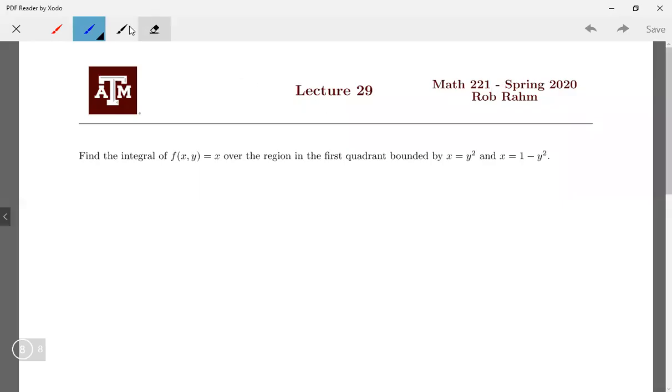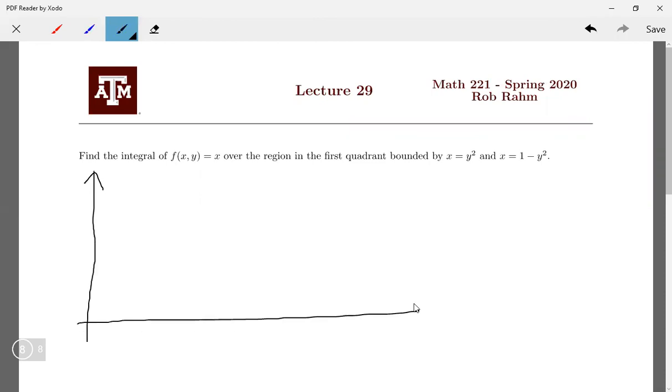Okay, so now we want to do this integral. Let me sketch the region. It's similar to the one that we just did. So this is in the first quadrant. X equals y squared. This is like this part of the y equals square root of x. And then x equals 1 minus y squared. It looks something like this.